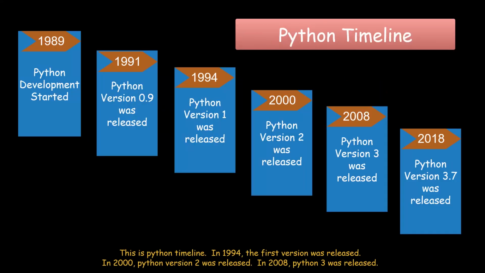This is Python timeline. In 1994, the first version was released. In 2000, Python version 2 was released. In 2008, Python 3 was released.